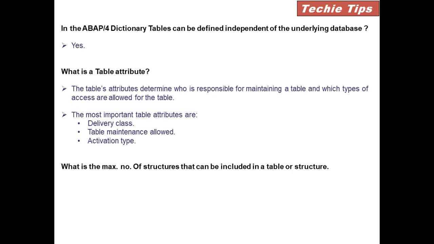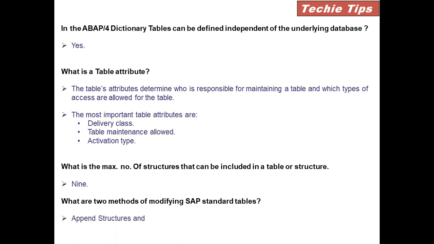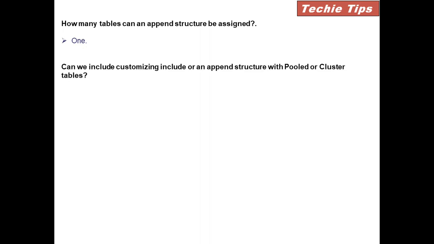What is the maximum number of structures that can be included in a table or a structure? We can have nine levels which we can include in a table or a structure. What are the two methods of modifying SAP standard table? We can use an append structure and customizing includes. How many tables can an append structure be assigned to? Only one append structure can be assigned to a table.